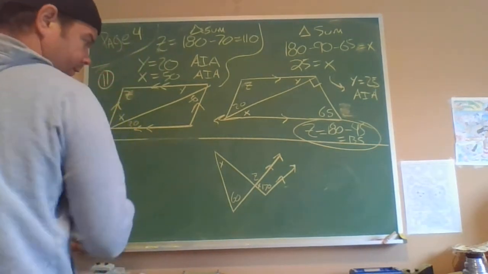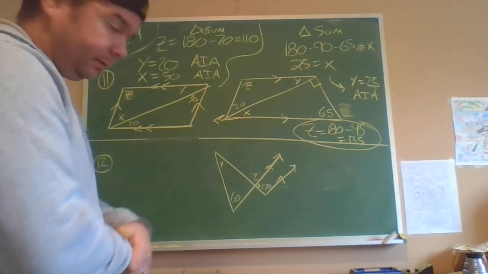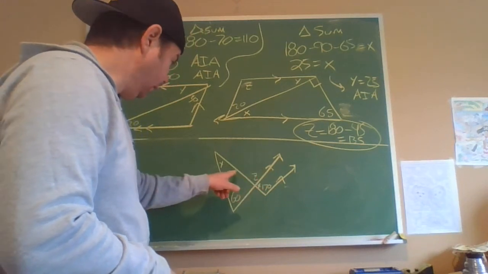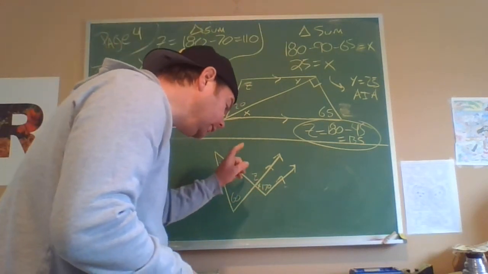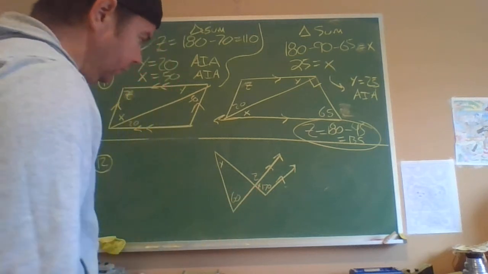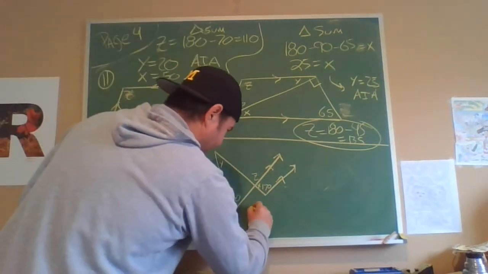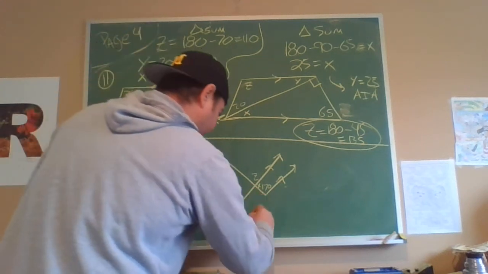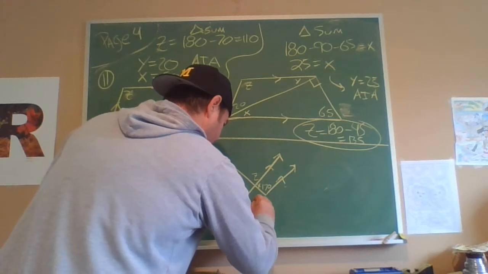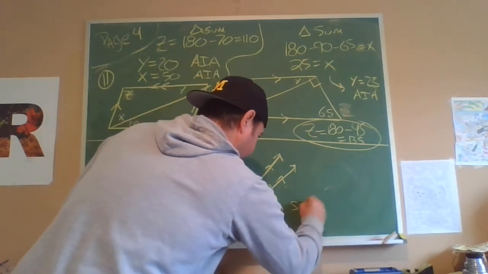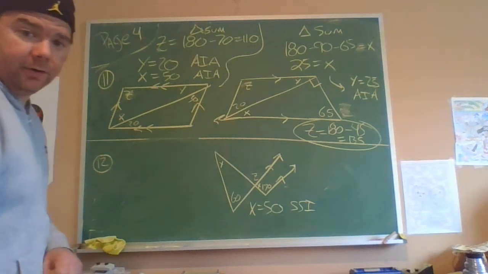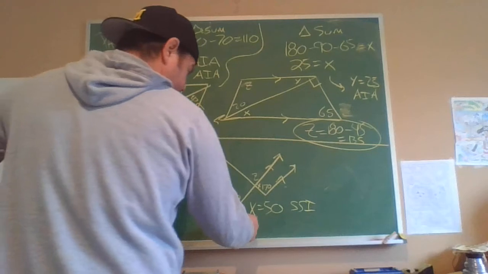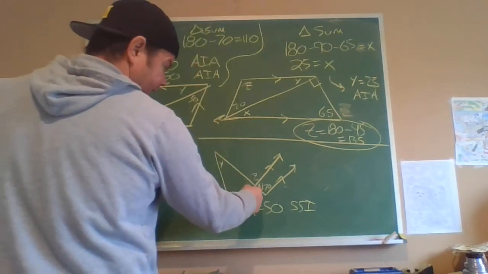So the next one kind of looks something like this. Got two parallel lines right here. We need to figure out x, y, and z. 60 to 130. Okay, so I see what's happening here. So down here, x is the same side interior with 130. So x must equal 50 because same side interior angles are supplementary, right? Okay, so that takes care of x. Z, well, z and x are a linear pair.